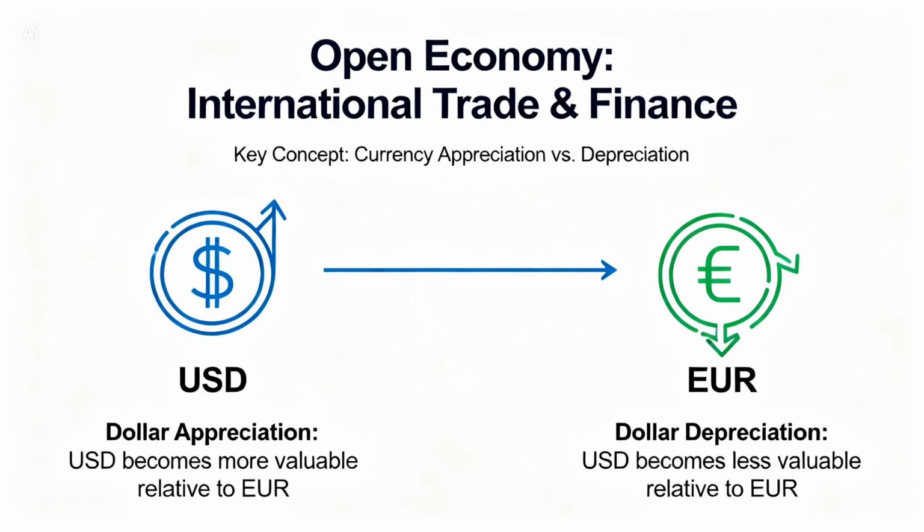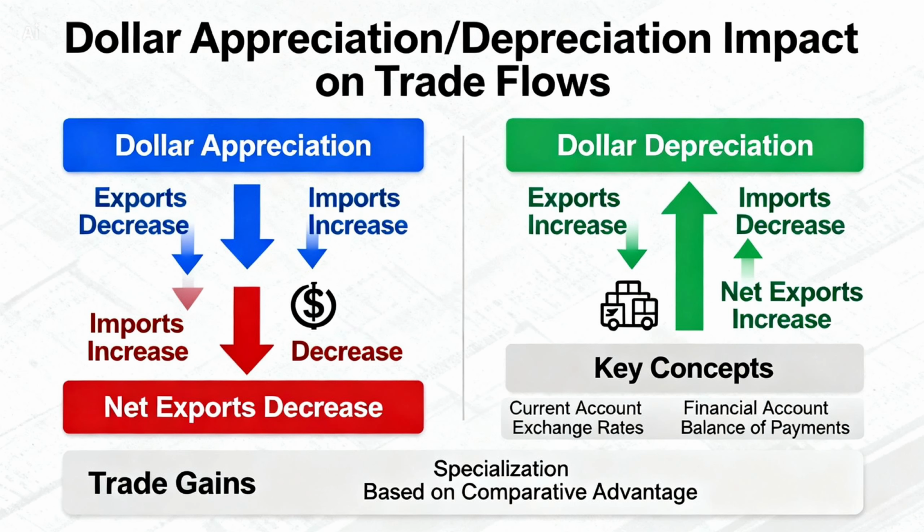If the dollar appreciates, it becomes more valuable relative to another currency. American goods become relatively more expensive to foreigners, so U.S. exports decrease. Foreign goods become relatively cheaper to Americans, so U.S. imports increase. Therefore, the dollar appreciation leads to exports decreasing, and that leads to imports increasing, which eventually leads to net exports decreasing. So, if the dollar depreciates, the opposite generally happens.